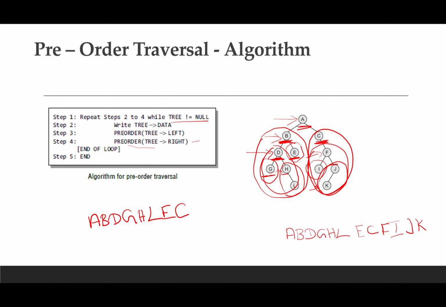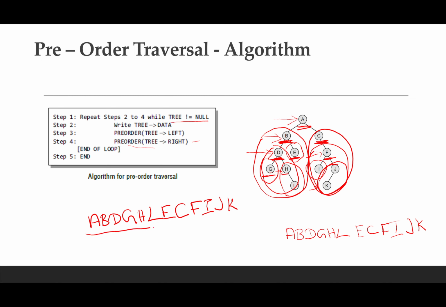So it is C. Then C's left. It doesn't have a left child. So it will take the right child. What is the right child? It is F. And what is the left child for F? It is I. Then I's left child, it doesn't have a child. So we can go to the right child of F. What is the right child of F? It is J. Then left of J, it is K. Then it will check for the right of J. It doesn't have one.